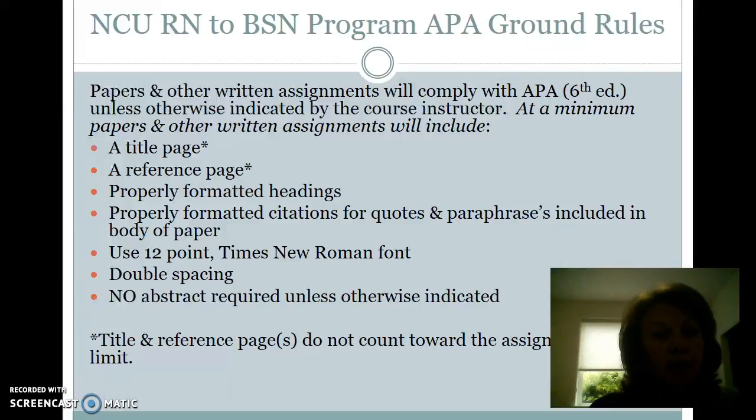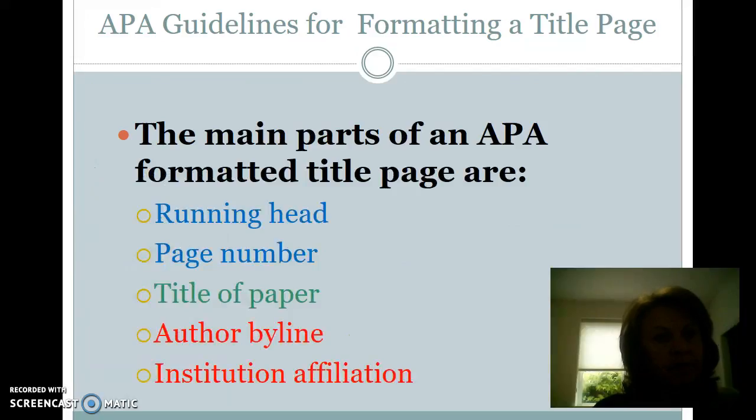You will need to use 12-point Times New Roman font. Your paper will need to be double-spaced. And we will not be requiring abstracts across the board, but there may be times when a faculty will require an abstract, and if that's the case, they will clearly indicate that in your assignment. And remember that a title page and reference page do not count towards the assignment page limit. So those are kind of 2 free pages that you get on your assignments.